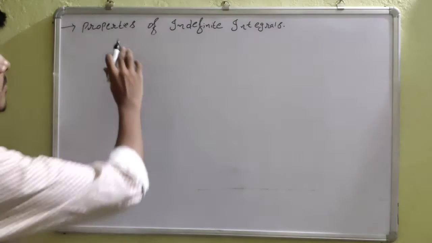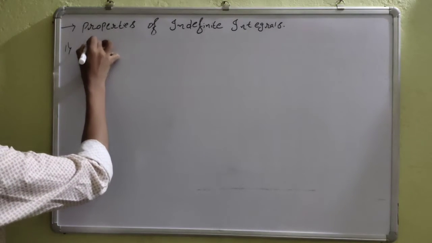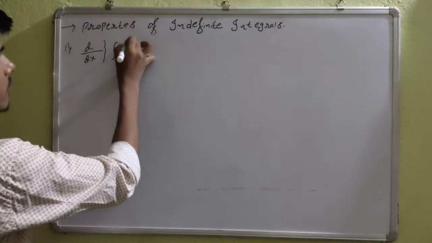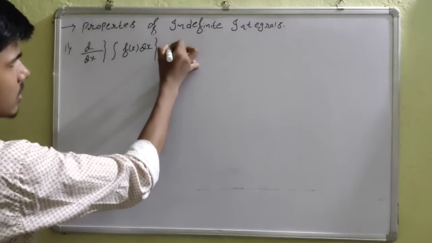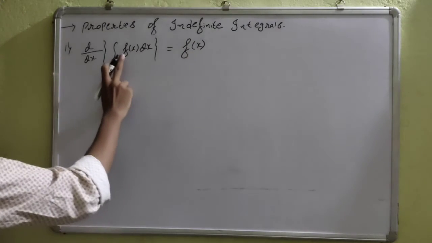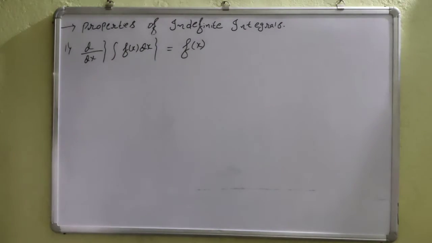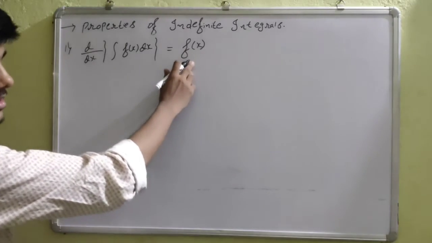Now we have to learn some properties of indefinite integral. The first property is: differentiation of integration of f of x dx is equal to f of x. First integrating the term small f of x, we will get capital F of x. Then differentiating that term, we will again get f of x.